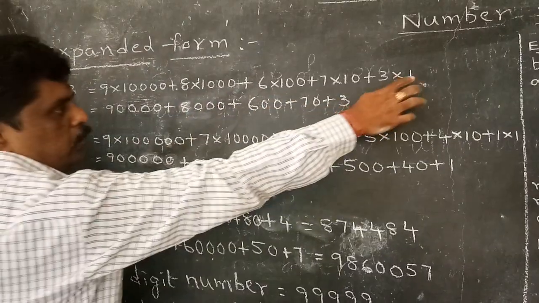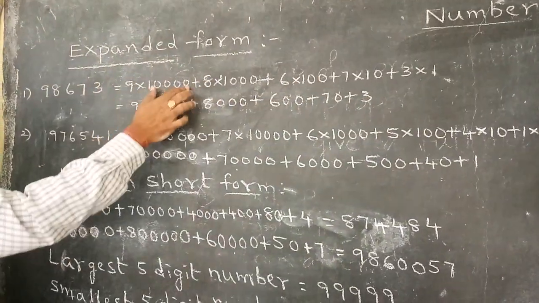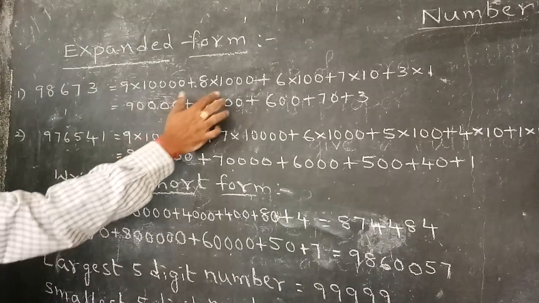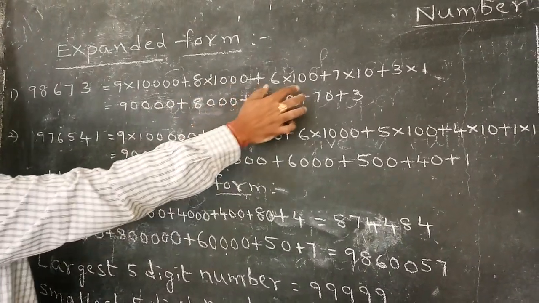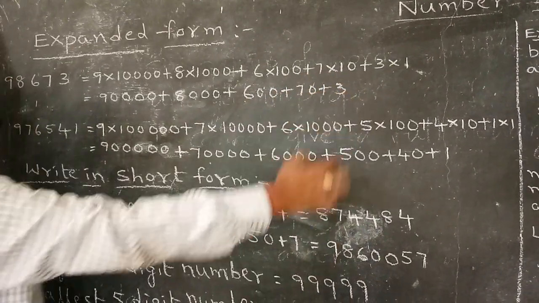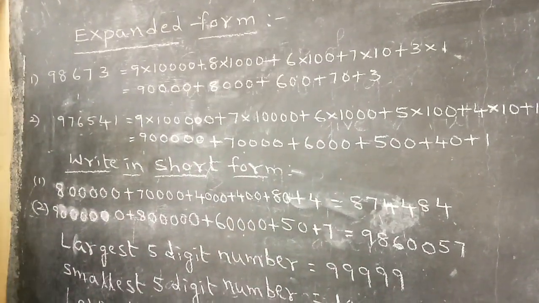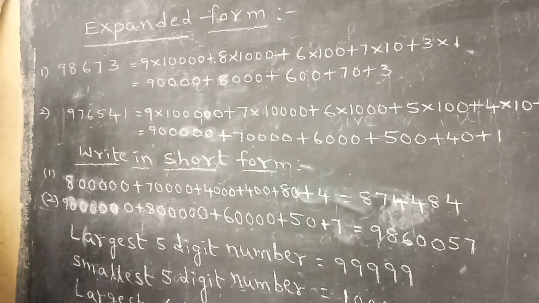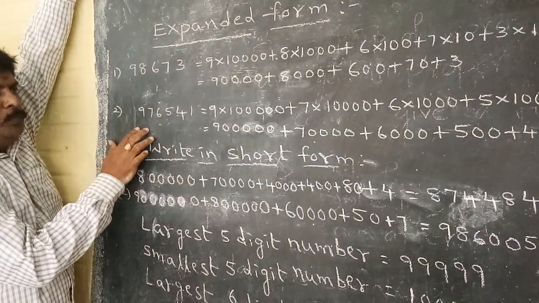So here 9 into 10,000 is 90,000, plus 8 into 1000 is 8,000, 6 into 100 is 600, plus 7 into 10 is 70, plus 3 ones are 3. This is the expanded form. Here I have given another example for you.